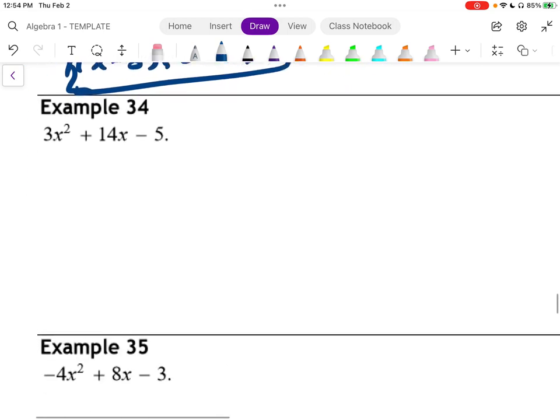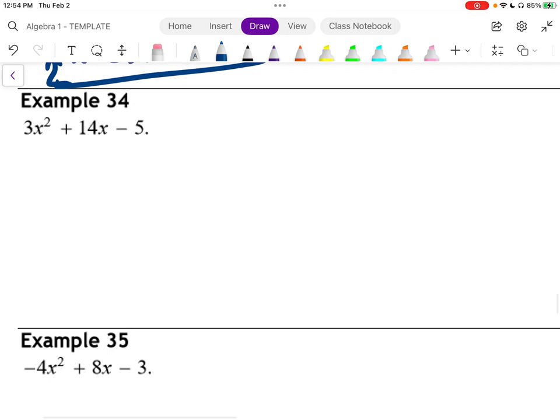Scrolling down to 34. I'm going to start off with 3 times 5. That gives me 15. Oop, and it's a negative 5, isn't it? So it's a negative 15. So I want two things that multiply to be negative 15 that add up to be positive 14.